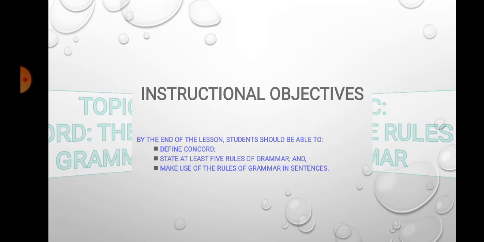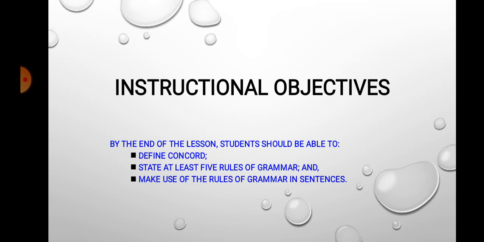Our instructional objectives are: by the end of the lesson, students should be able to define Concord, state at least 5 rules of grammar, and make use of the rules of grammar in sentences.